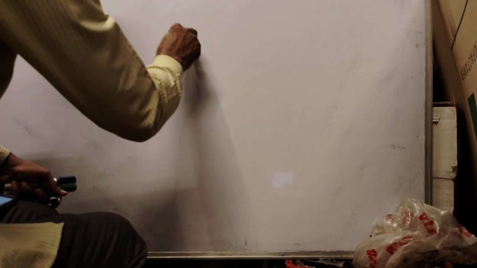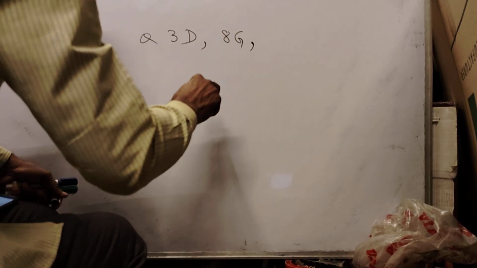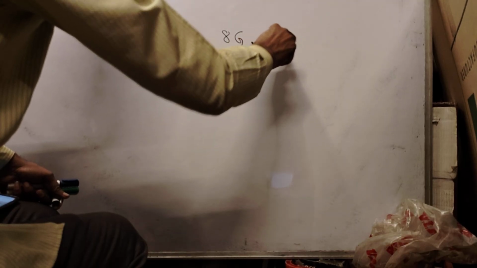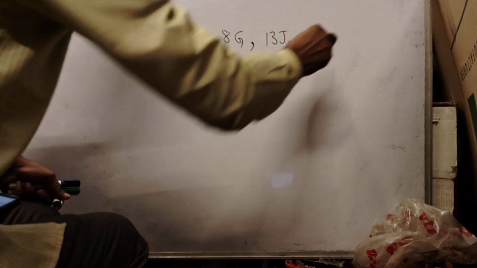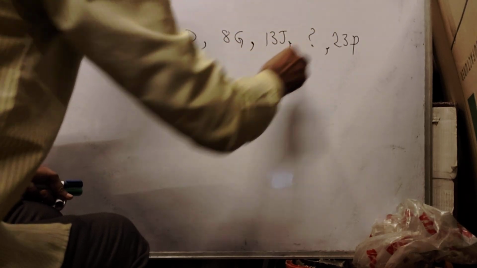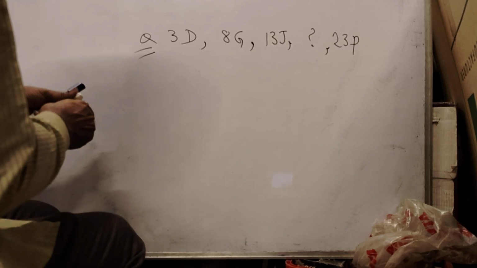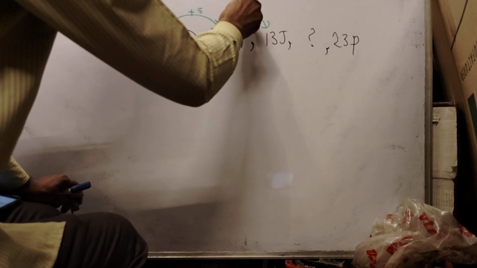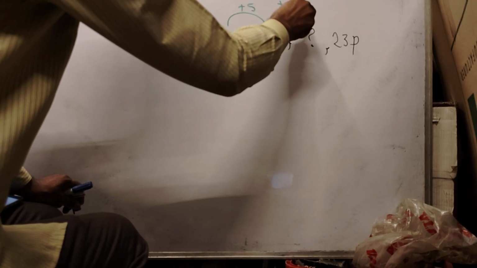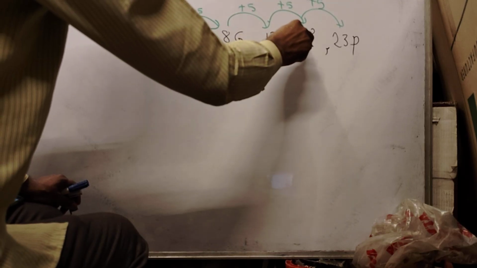Second one is, which of the given options will complete the given pattern? So the pattern is 3D, next is 8G, next is 13J, and then a question mark. Starting with 3D, it goes to 8G, and then to 13J. So the numbers go plus 5: 3 plus 5 is 8, 8 plus 5 is 13, 13 plus 5 is 18.